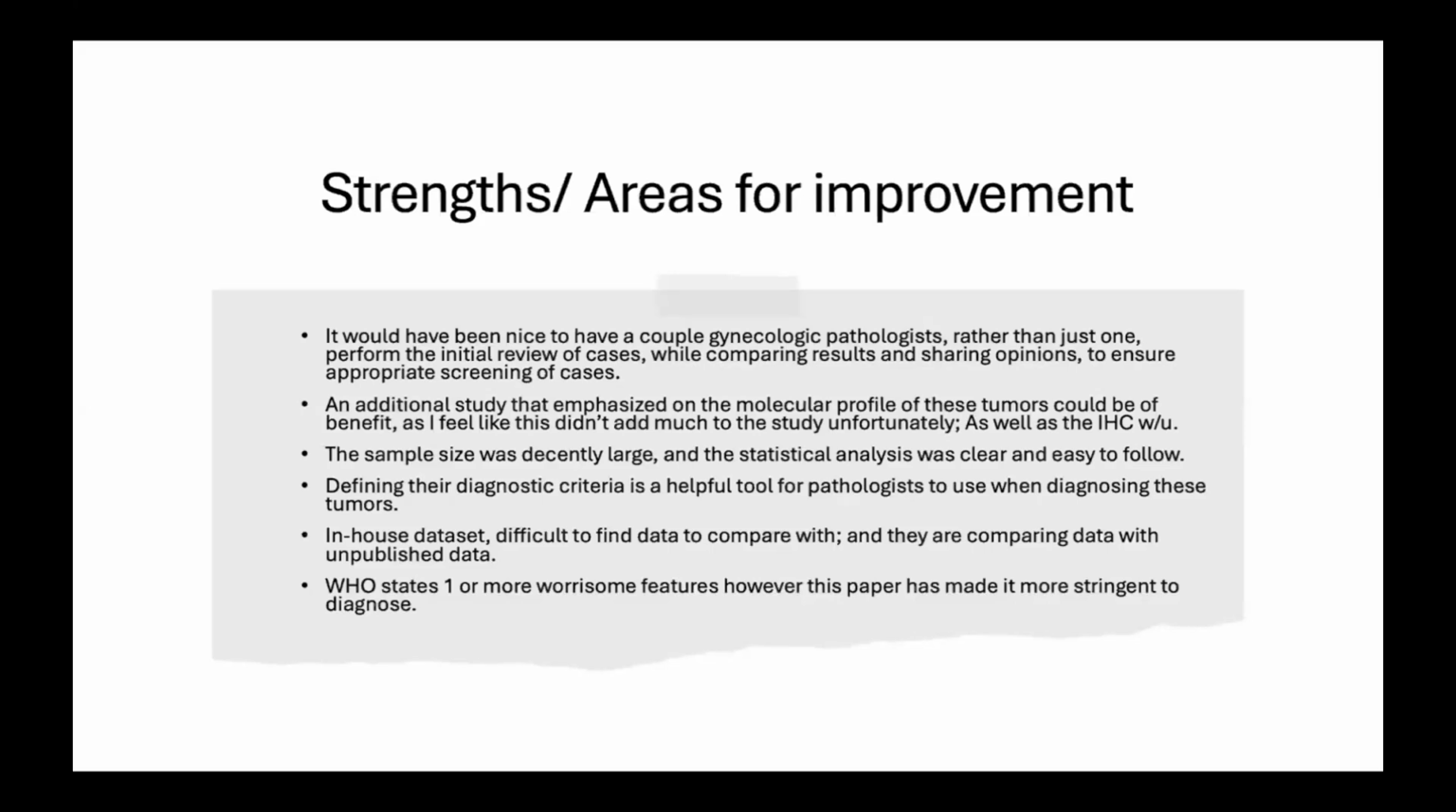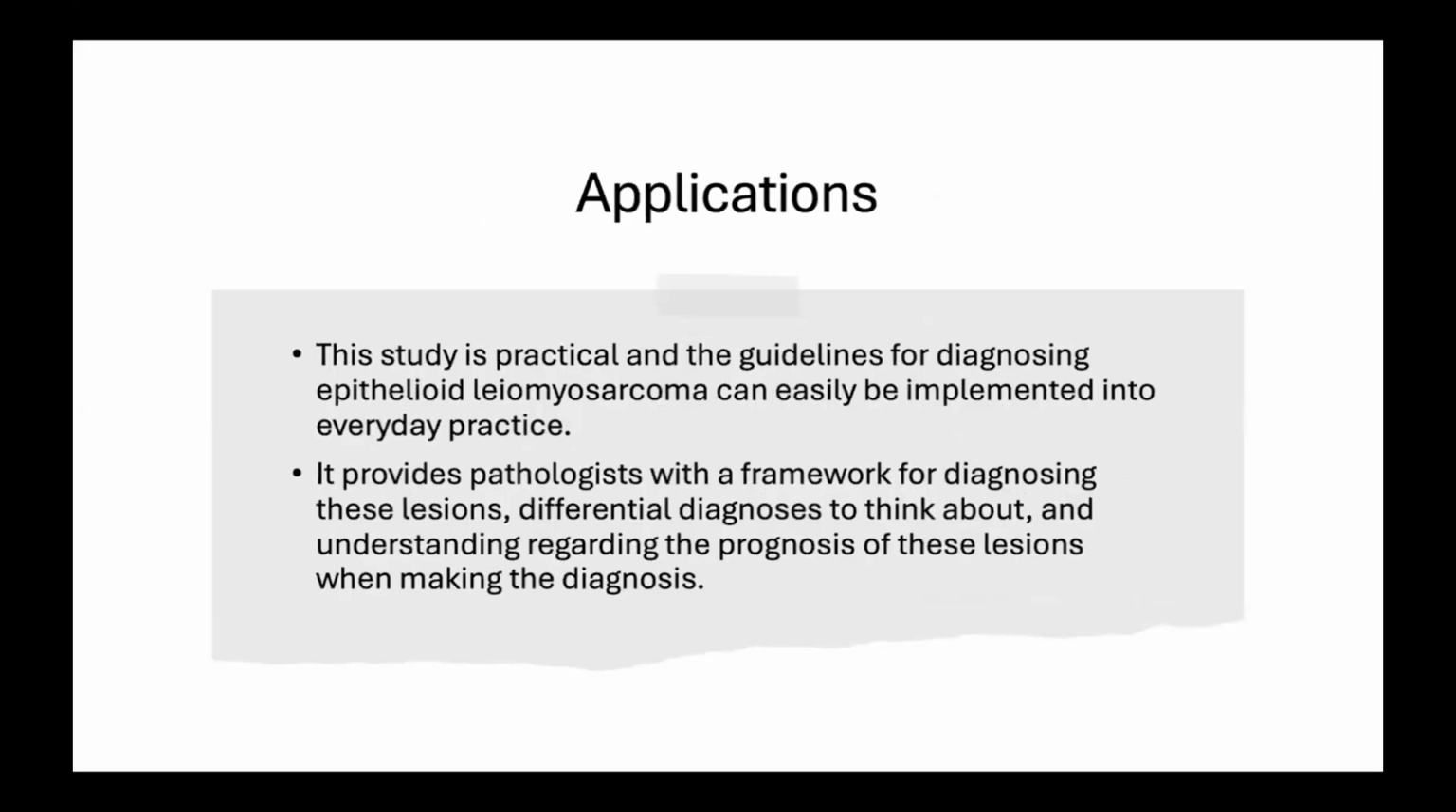And then defining the diagnostic criteria, I thought was a strength. I think it's a helpful tool for pathologists. I think it's easy to follow when you're trying to diagnose these tumors. And I already mentioned the last point here, where the WHO states one or more worrisome features, and I'm wondering if making this more stringent, if we're missing any of these lesions.